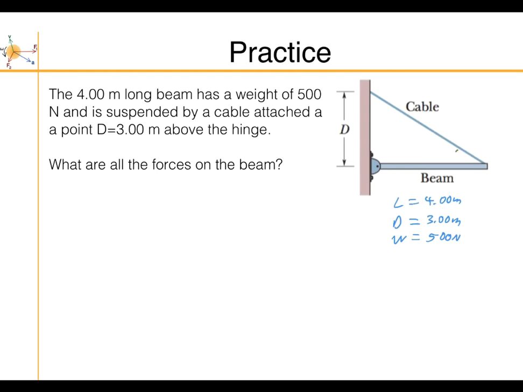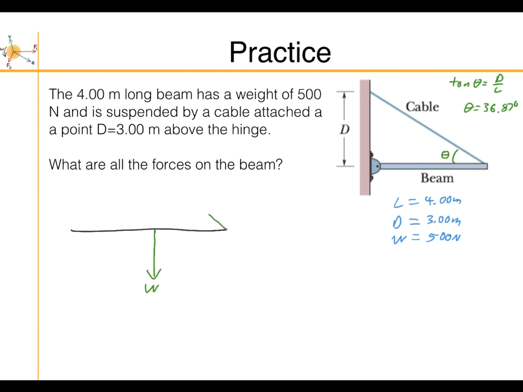Just preemptively, we can calculate theta, right? Tan theta is equal to d over L, opposite over adjacent. And that gives us a theta of 36.87 degrees. So what are all the forces in the beam? Well, let's draw. In this case, we're going to need torque. So let's do an extended body diagram here. There is the beam. There is going to be weight in the middle of the beam. Usually we assume that the force of gravity happens in the center.